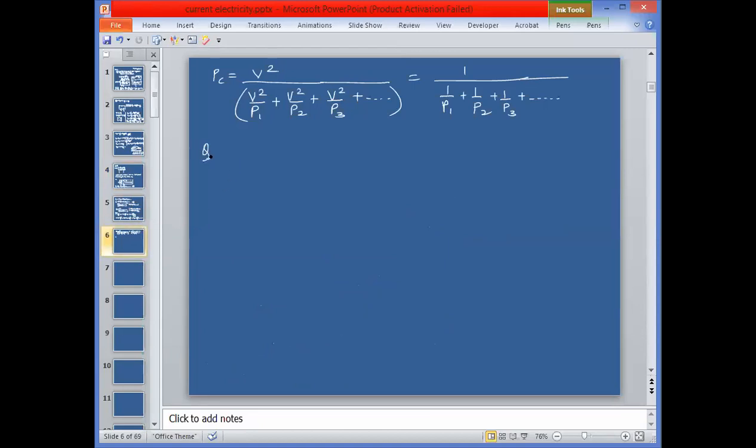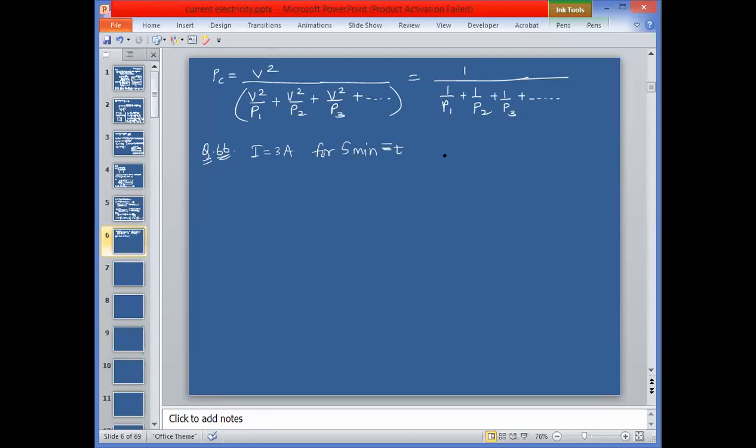Let us solve the next question. Question number 66. For driving a current of 3 ampere for 5 minutes. 3 ampere चा करंट पाहिजे किती टाइम साठी? 5 मिनिट साठी पाहिजे सर.